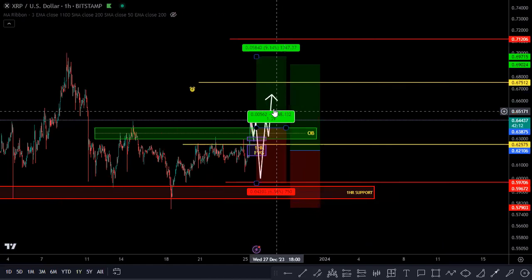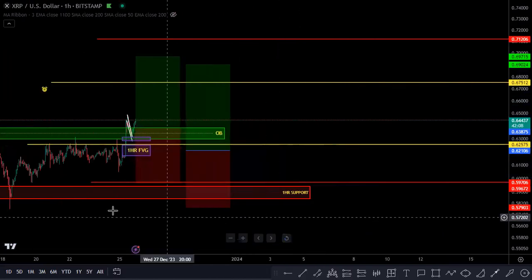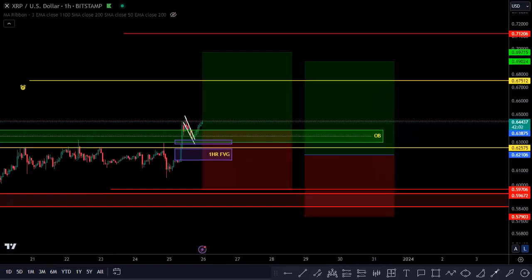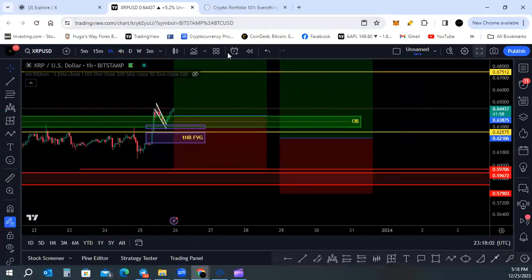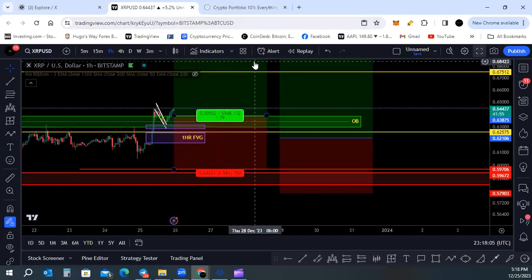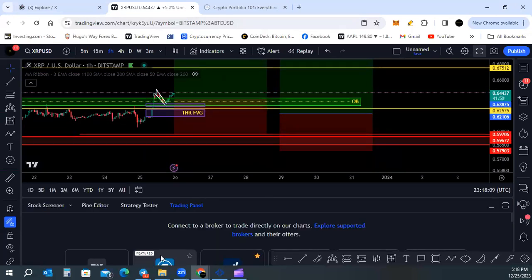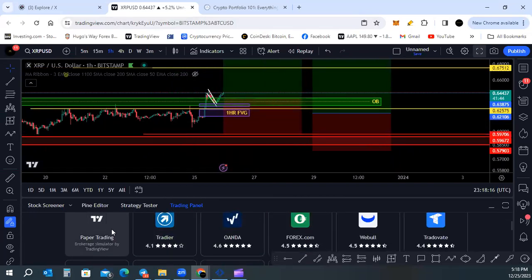Let's actually get rid of these. And I just want to show y'all real quick how to open a demo account. So let's exit out of here. For those of you that aren't familiar with trading, you can open a demo account. Go to the trading panel down at the bottom. If you don't have TradingView, I'll leave a link in the comments. If you want to get TradingView, you just open an account, come down here to the trading panel, paper trading.